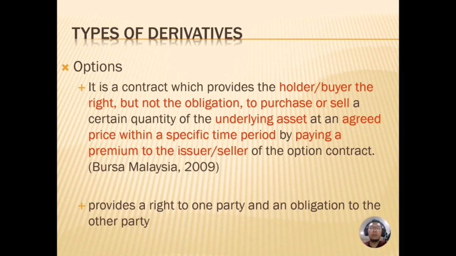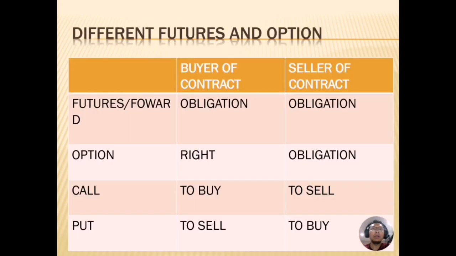After this, we will see the differences between futures, forward, and also option, in terms of buyer and seller perspective. So we look one by one. In the futures or forward derivative, for the buyer of the contract, it is an obligation, so it's compulsory. They need to be responsible. The seller of the contract also has the obligation.